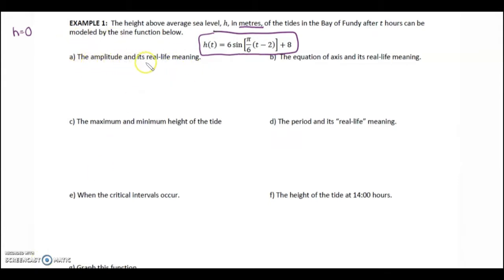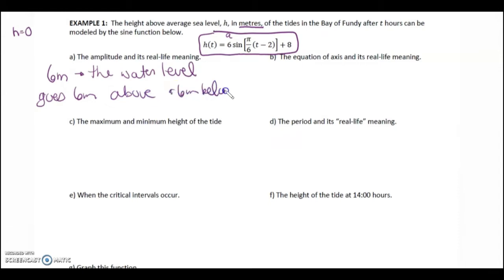So A, the amplitude and its real life meaning. So what is the amplitude? Well, amplitude is obviously 6, right? So 6 meters. And what is the meaning? The water level goes 6 meters above and 6 meters below sea level. Again, sea level is universally known as the height equals 0.